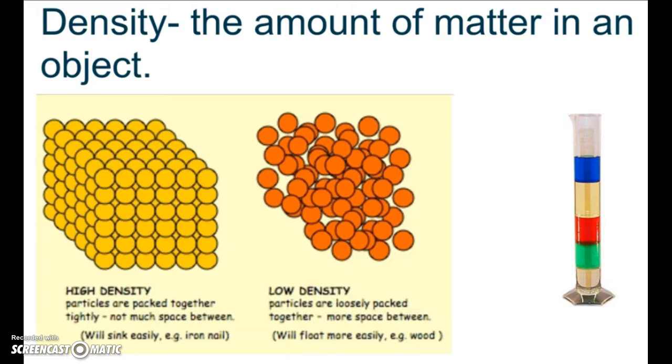If we look at the graduated cylinder to the right, there's a couple different colored liquids. When we're talking about density, we would say that the green liquid has a high density compared to the other liquids because we find it at the bottom of the graduated cylinder. Whereas if you're looking at the blue liquid, you would say that has a low density because we find it at the top. So the blue is less dense than the green because it floats on top of it.